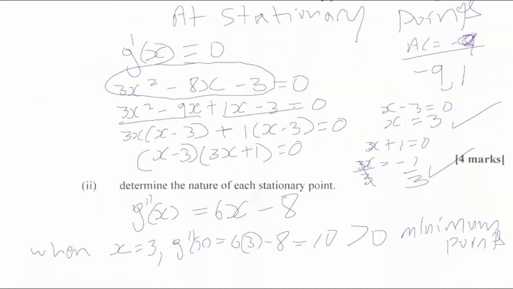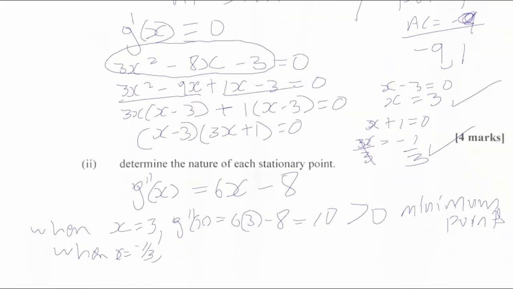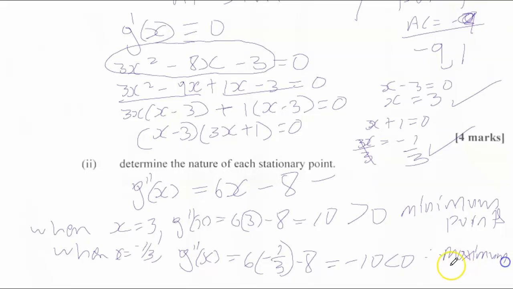Let's try the other x value now, negative 1/3. When x equals negative 1/3, the second derivative is 6 times negative 1/3 minus 8. 6 times negative 1/3 is negative 2, minus 8 is negative 10, which is less than 0. When the second derivative is less than 0, it's a maximum point. Let's move on.